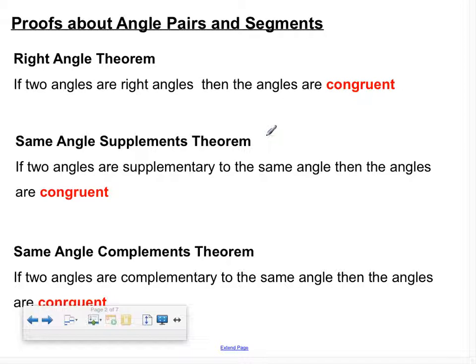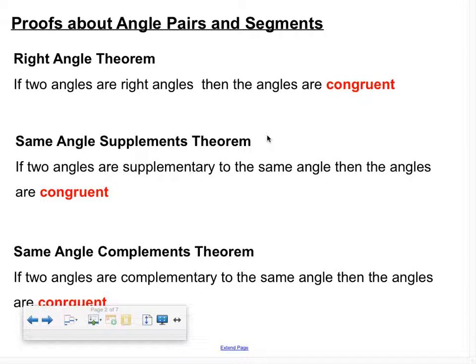Okay, so we're going to do proofs about angle pairs and segments. I'm going to skip that initial example in the notes and go straight to the three theorems for today. We have three of them. First one being the right angle theorem. So if two angles are right angles, then the angles are congruent.